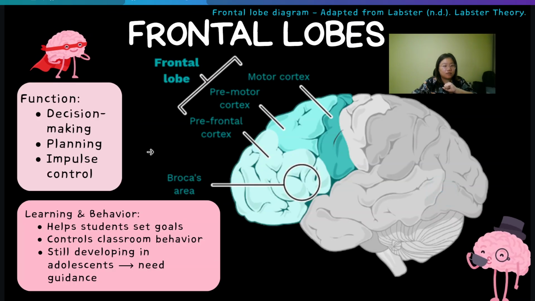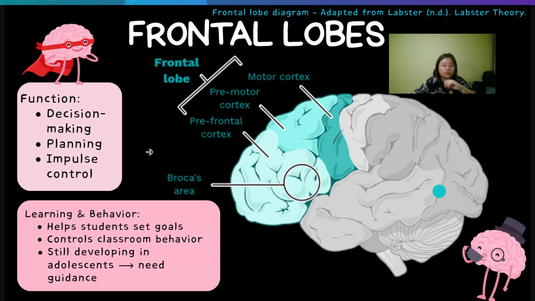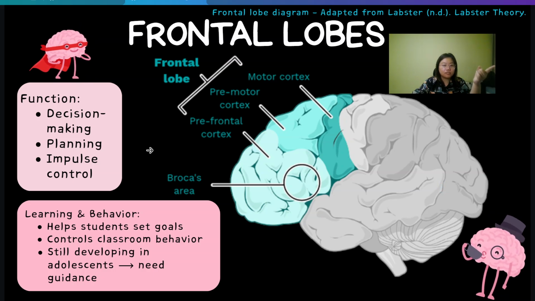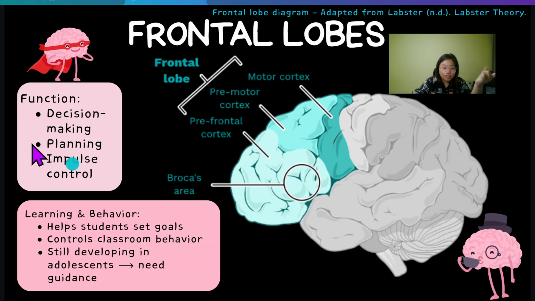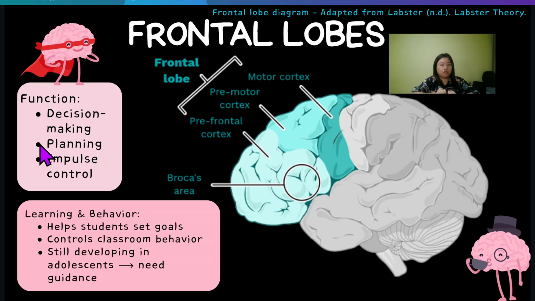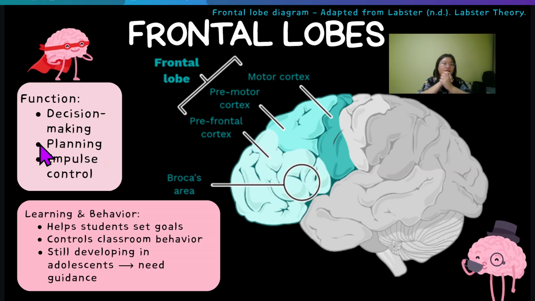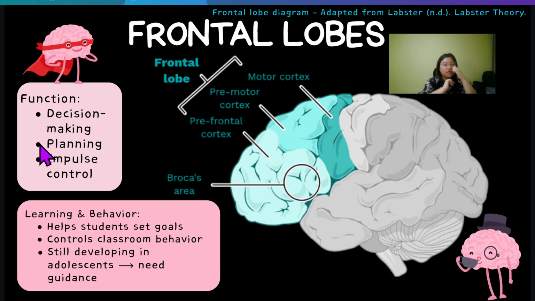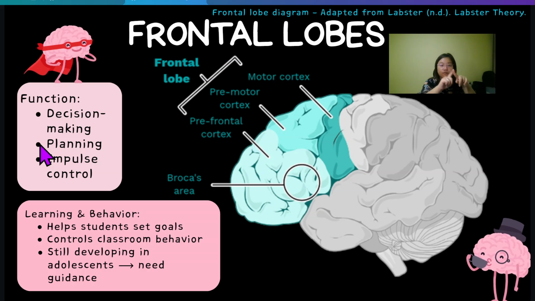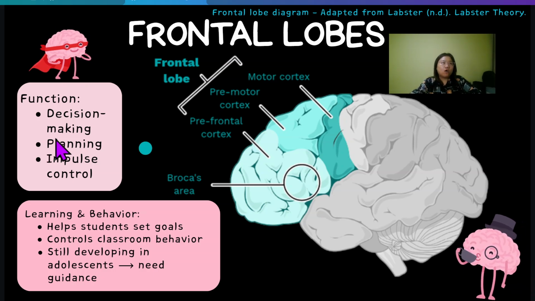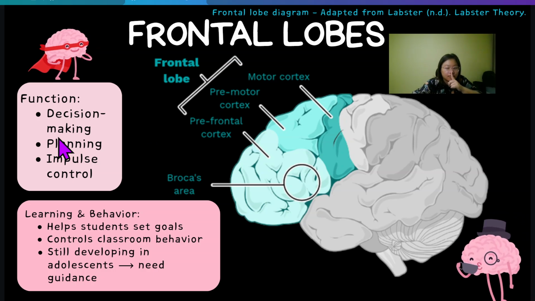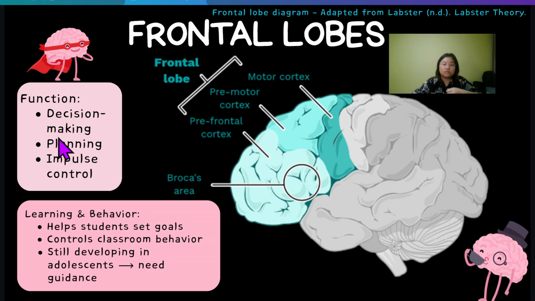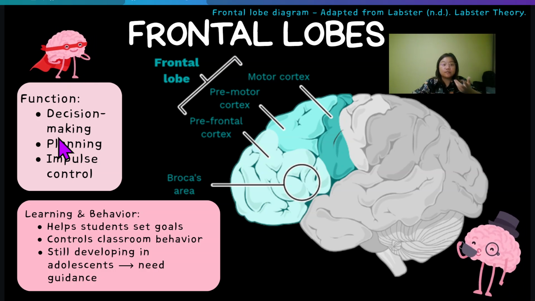Okay? Next, the frontal lobe. This is the part at the front, just behind your forehead. Its job is decision making, planning, and controlling our impulses. So when a student decides which homework to do first today, mathematics or science, this is our frontal lobe working. Or when they try not to chit chat inside the classroom during the class, that is also controlled by the frontal lobe.